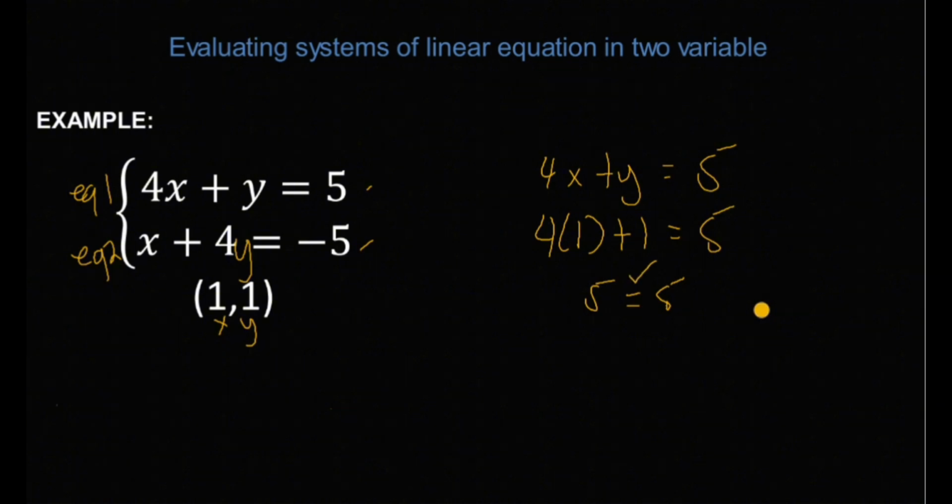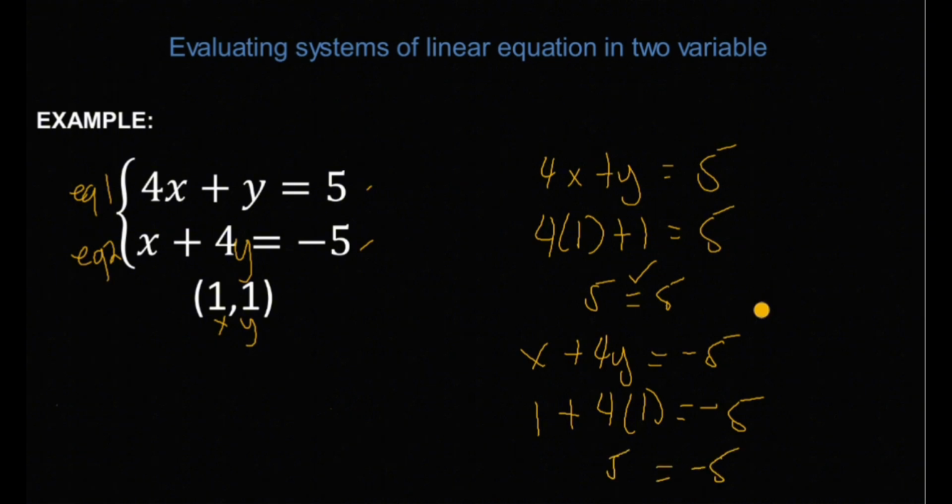Now, how about your second equation? So we have x plus 4y is equal to negative 5. Substitute, so we have 1 plus 4 times 1 is equal to negative 5. Okay, so 4 times 1 is 4, plus 1 is 5, is equal to negative 5, which is not equal to each other.